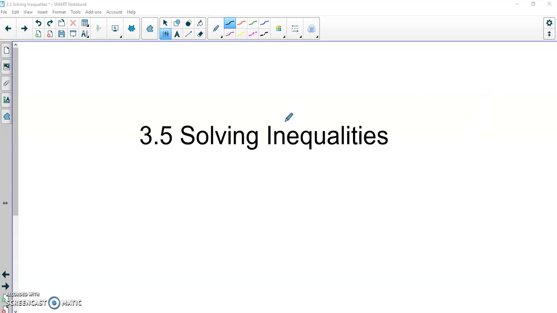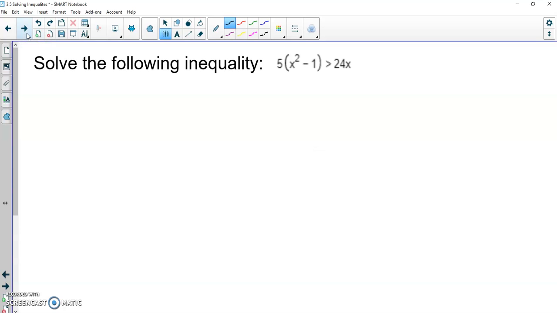This video covers solving inequalities covered in Chapter 3, Section 5. They ask us to solve the following inequality: 5 times the quantity x squared minus 1 is greater than 24x.